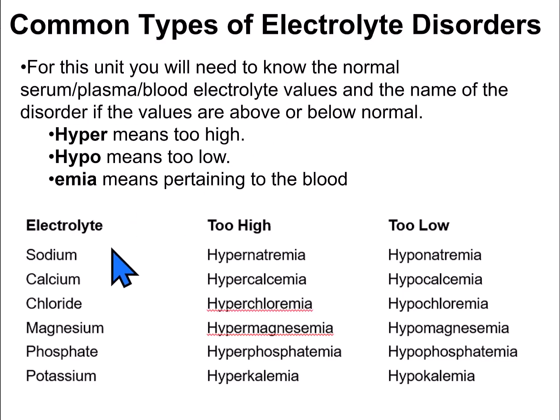For example, if you're looking at the electrolyte sodium, hypernatremia is a higher amount of sodium than normal in the blood. Hyponatremia is a lower amount of sodium in the blood than normal. So you want to go through and make sure you know each of these electrolytes that we're going to learn and what it's called when it's higher than normal and lower than normal.